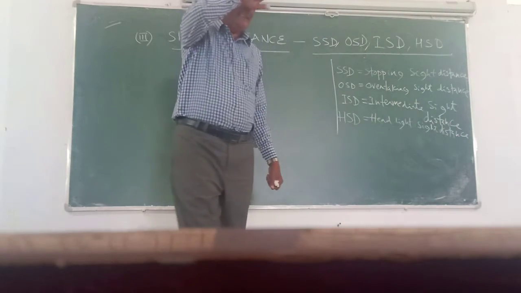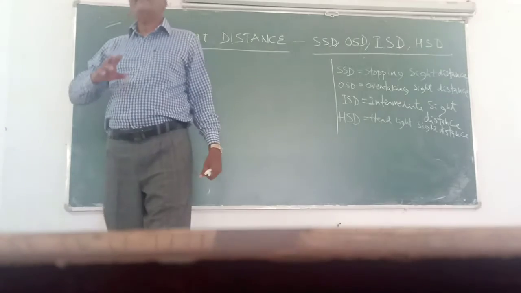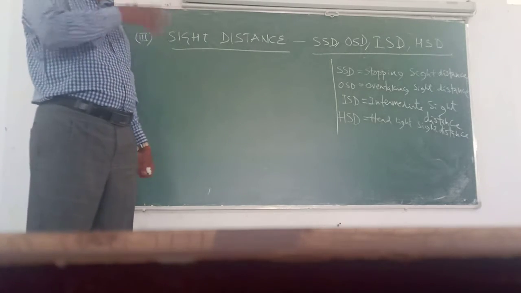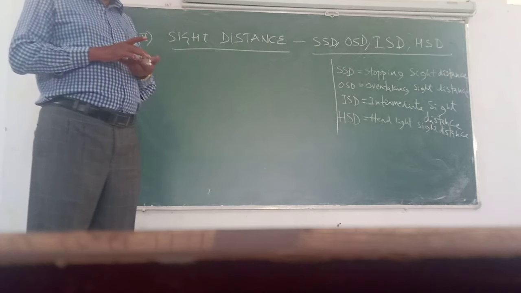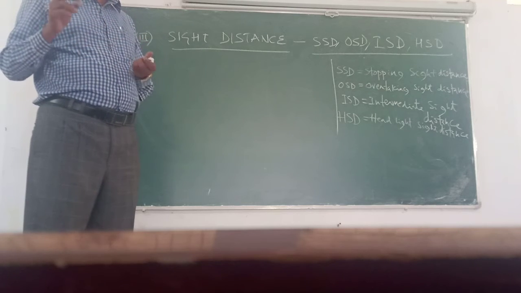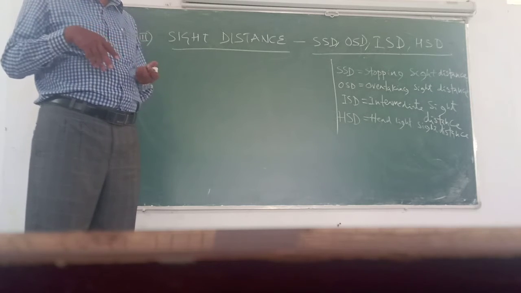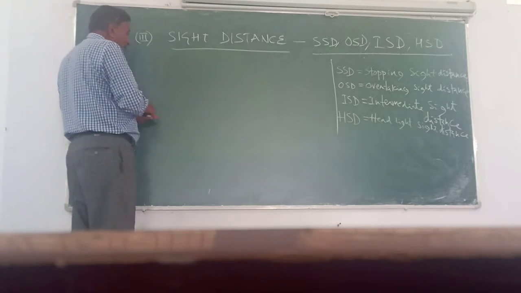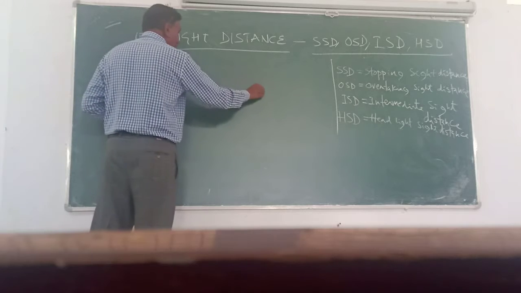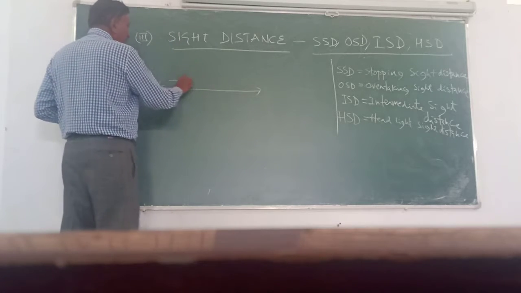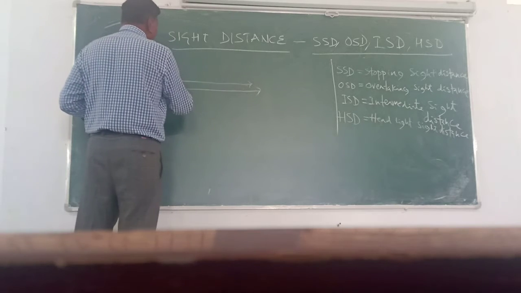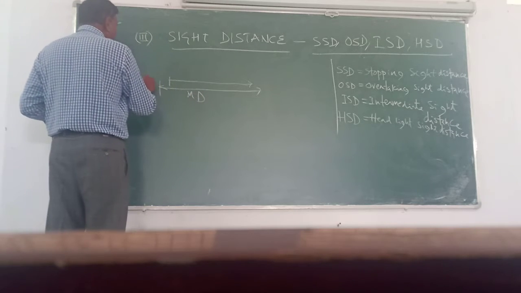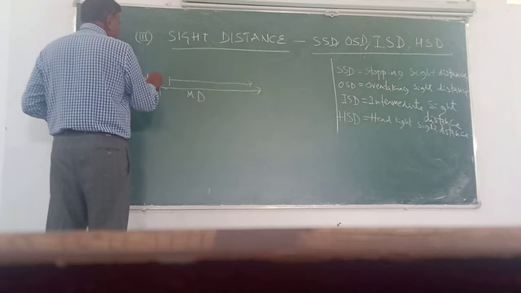Now let's go into what exactly the sight distance is. Although there are different types, we are going to derive the equation for all of them. Now, what is the sight distance? It is the minimum distance available to the driver, sitting at a particular height. Correct or not?